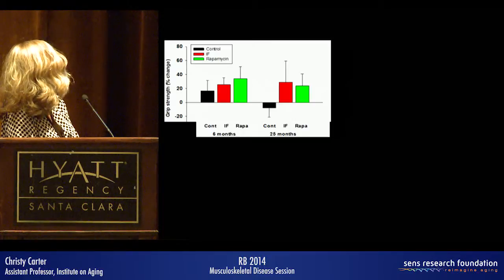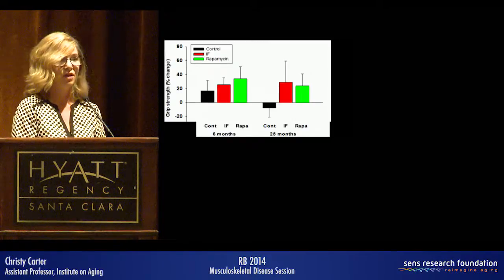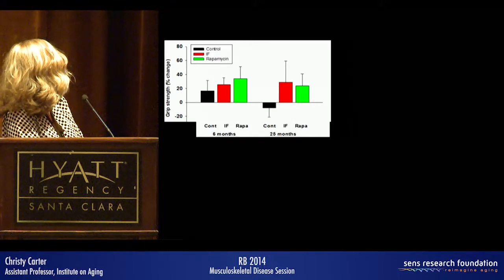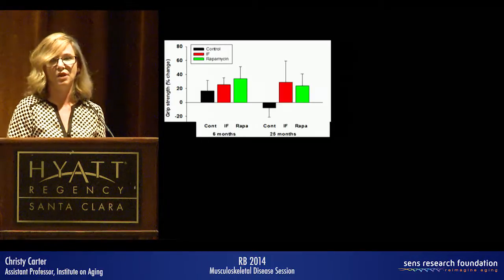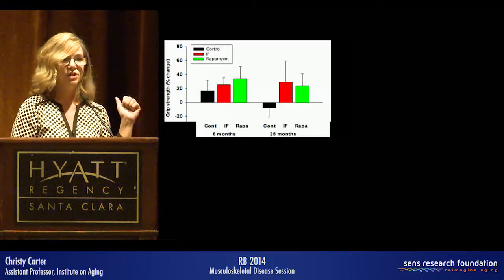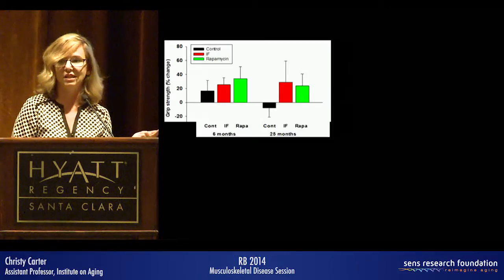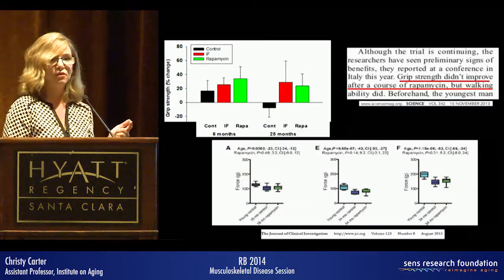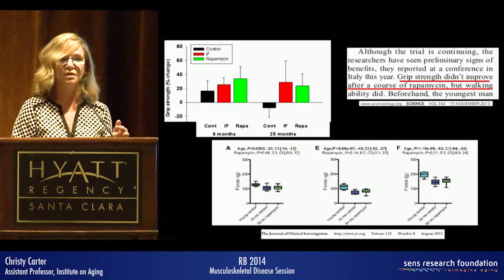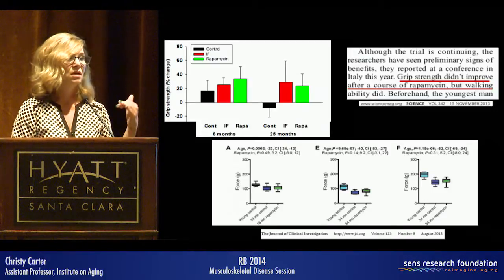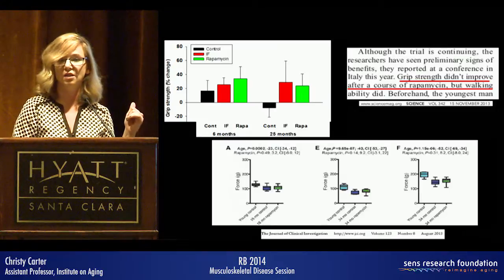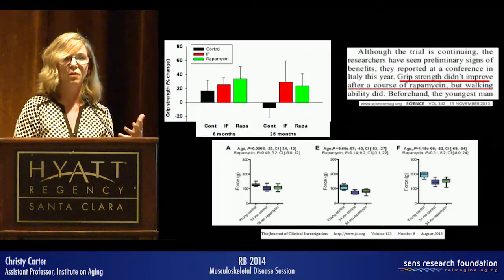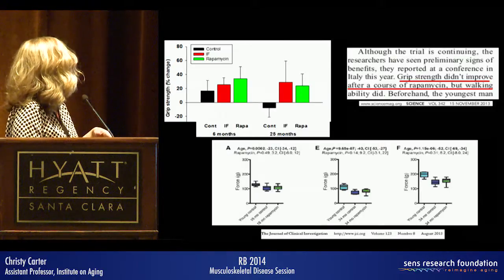What we didn't see is any change in grip strength whatsoever. None of these data over here in these 25-month-old animals is significant in any way. So while we saw a change in locomotor activity, we didn't see any change in grip strength. And this is in agreement with several other studies that have been published recently, that they're not seeing any change in strength when they see increases in longevity or other markers of health span in these animals.